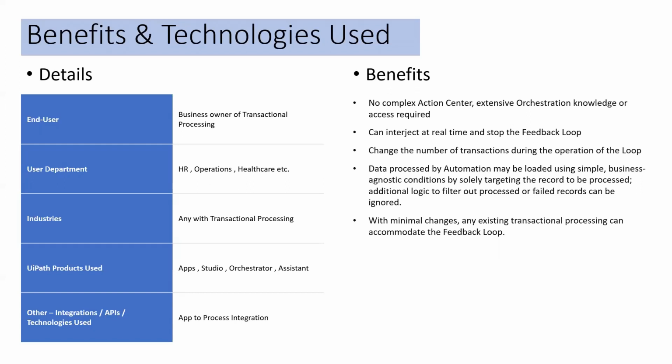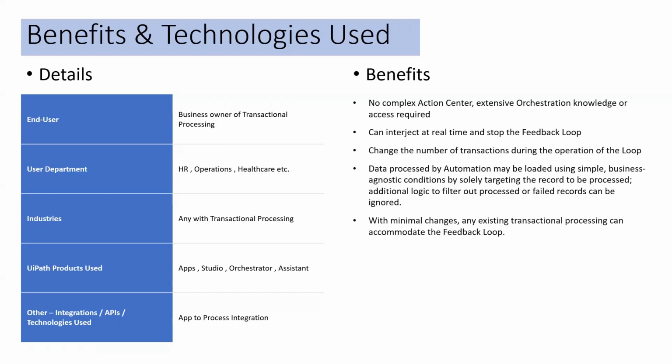What are the products we have used? We have definitely used Studio to develop the automation. That is what we do. Orchestrator to deploy it, schedule it, and do the transactional management, everything. Apps to build the UI, which you are looking at, the UI-based feedback loop, and Assistant to connect the Orchestrator, Studio, and the apps together.